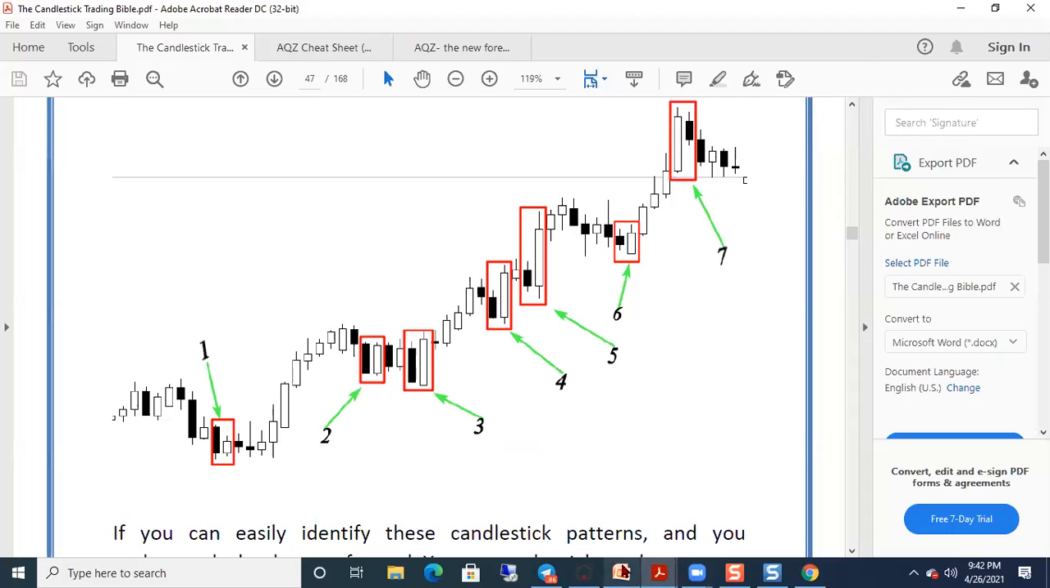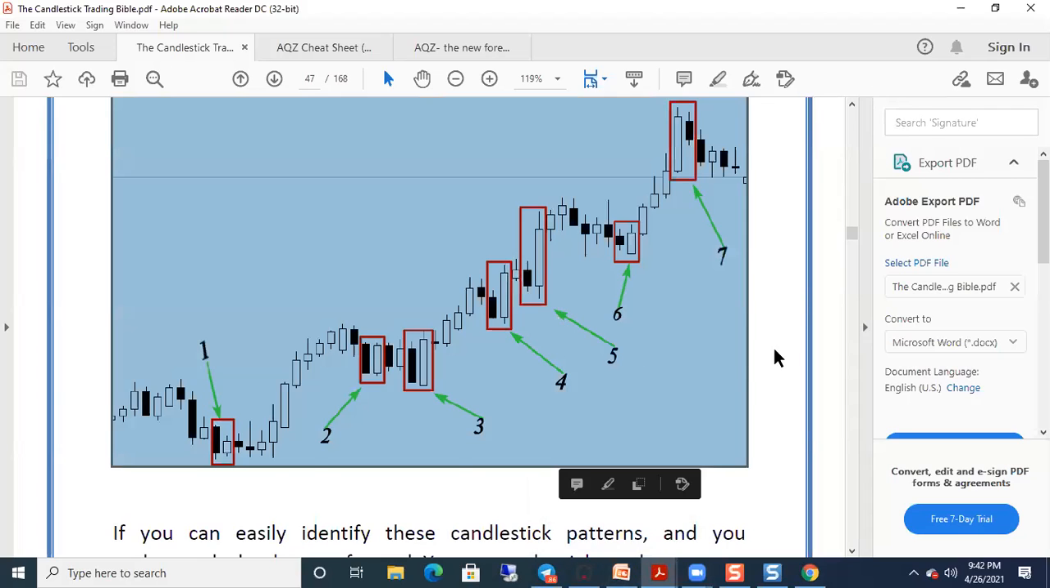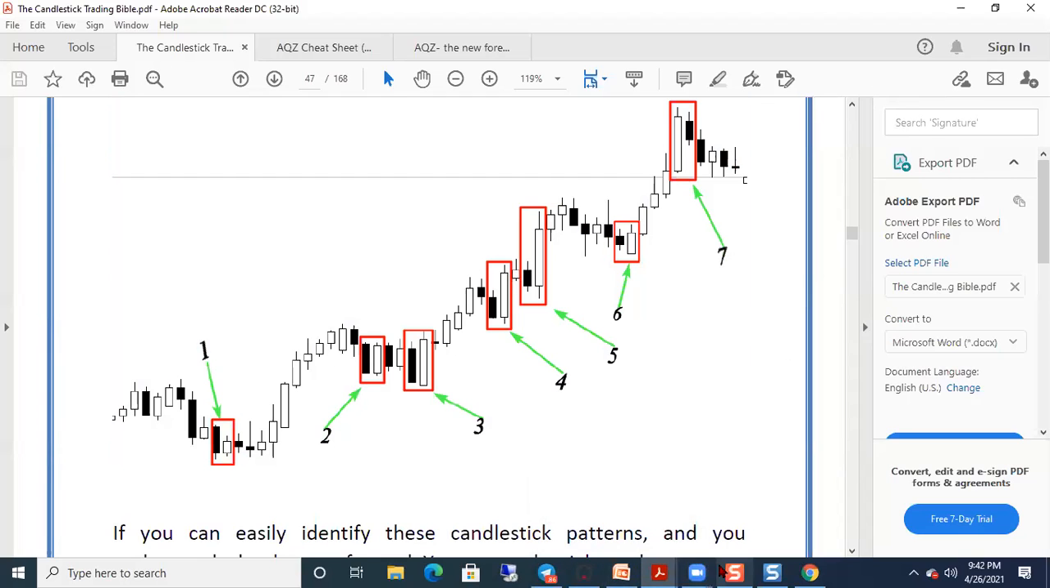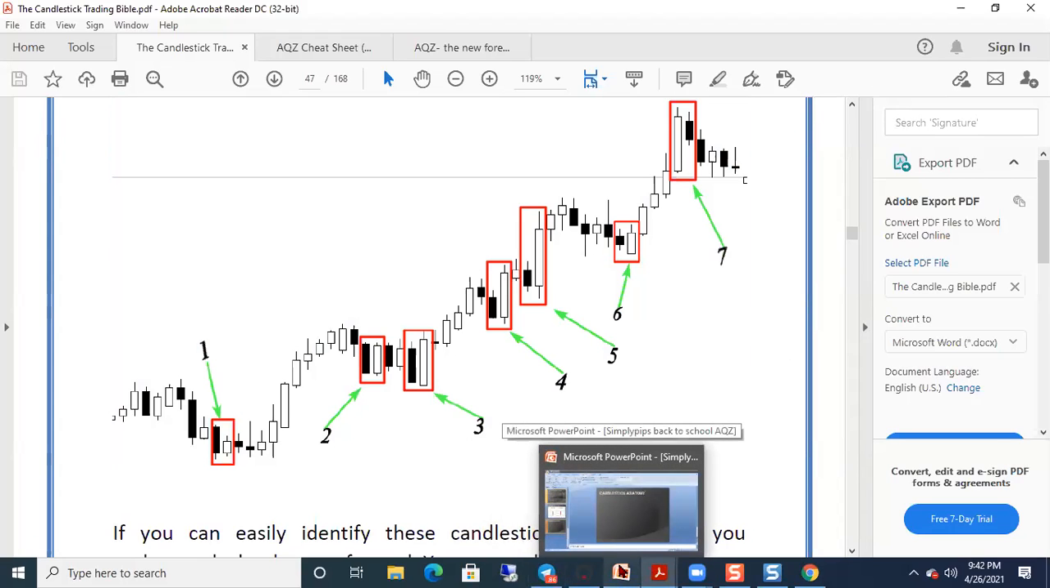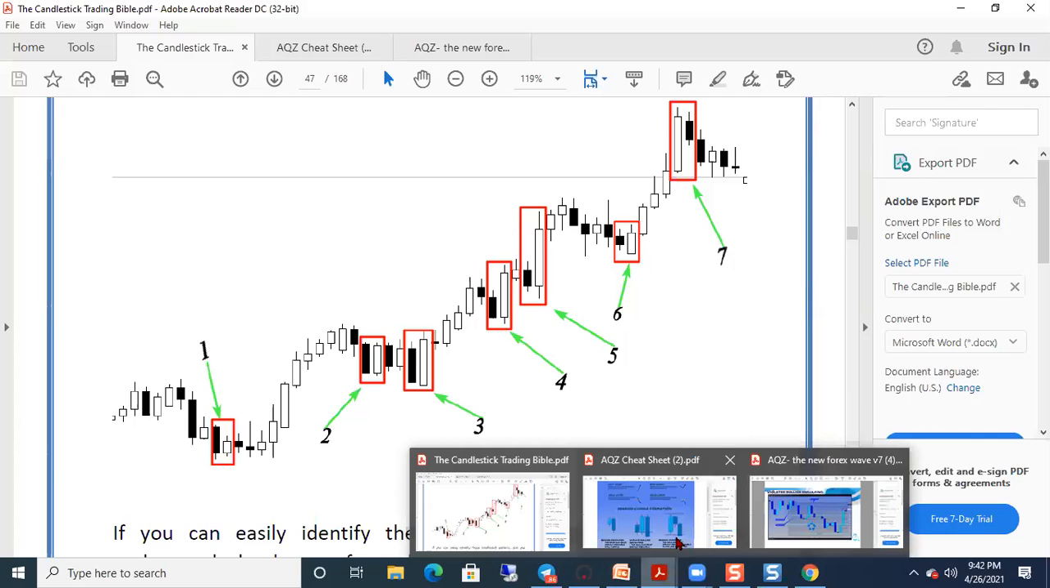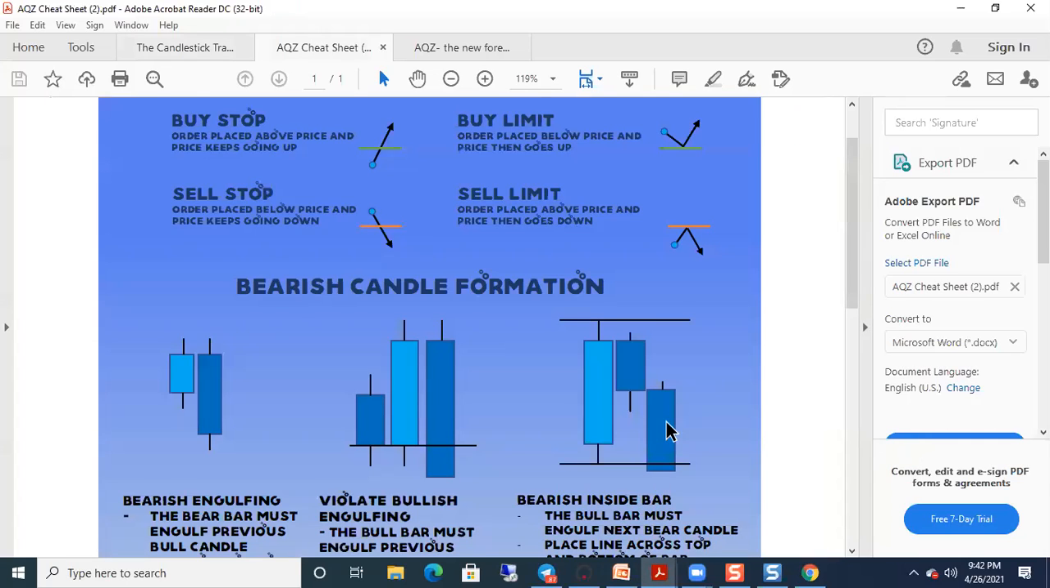Okay, so we're done with this. Let's go straight into AQZ qualifying candles, and then when we come back tomorrow, we'll discuss structure and start piecing them together. Right? Last thing we discussed today, quickly, in the next few minutes, is AQZ qualifying candles.